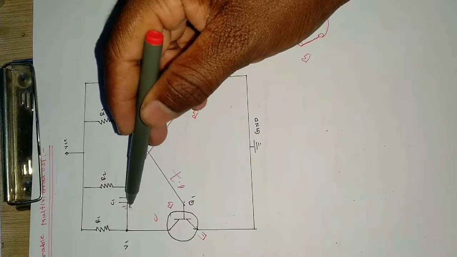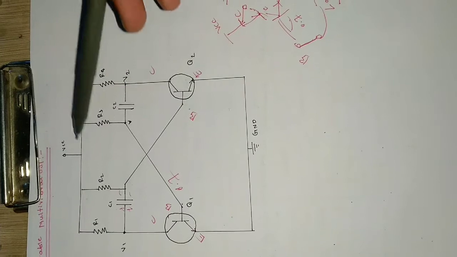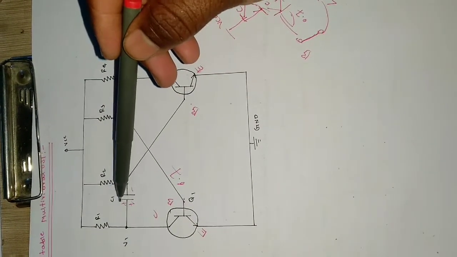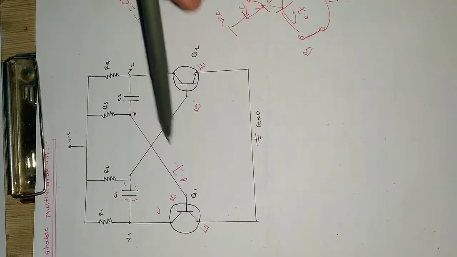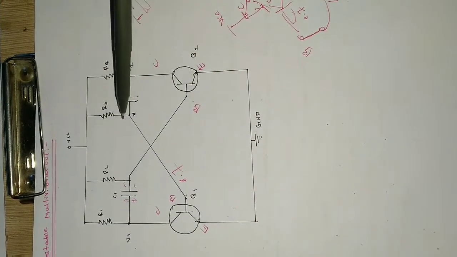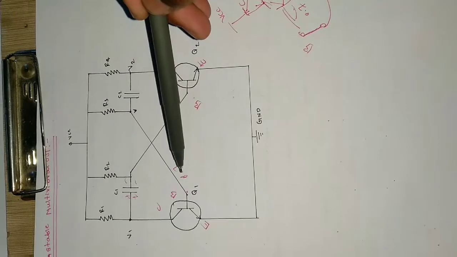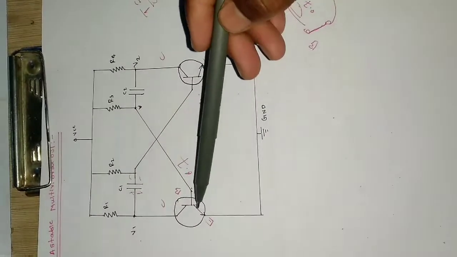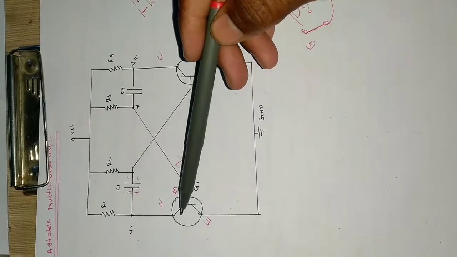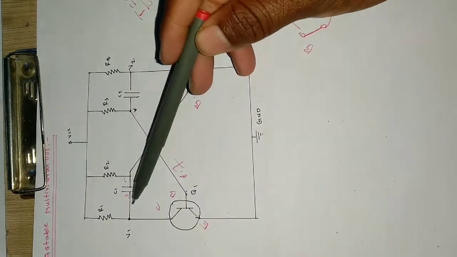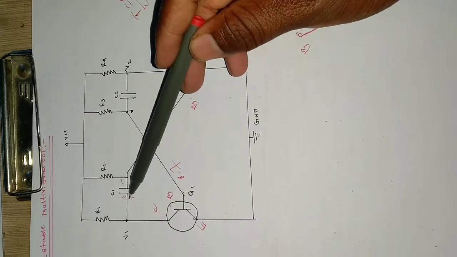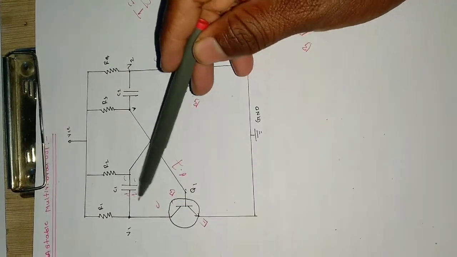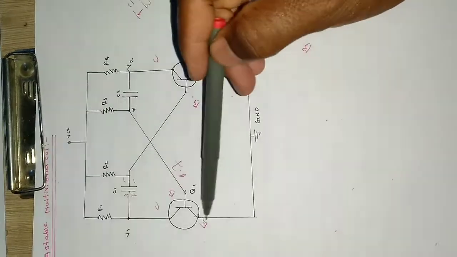So the positive will be here and the negative will be here, and it will be charged fully now. Initially it is charged fully, and when the voltage applied over here increases above 0.7 volt, this will start conducting and becomes like a short circuit. Due to the short circuit, the voltage present in the capacitor will be grounded, so it will start discharging through this short circuit.